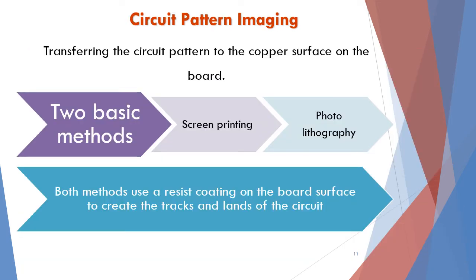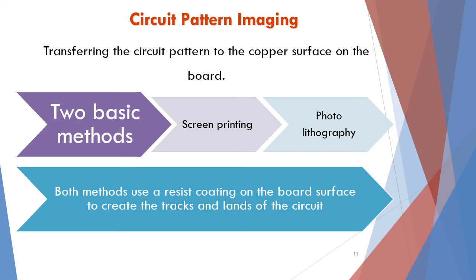Okay, the next step is circuit pattern imaging. Circuit pattern imaging is where you create the circuit on the board. So this one is transferring the circuit pattern to the copper surface on the board. There are two basic methods. One is screen printing and the other is photolithography.